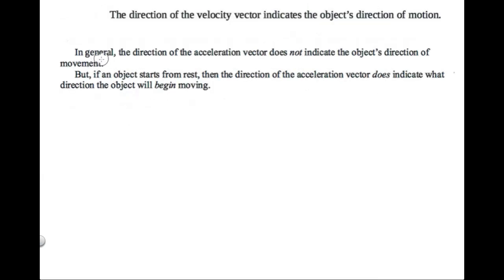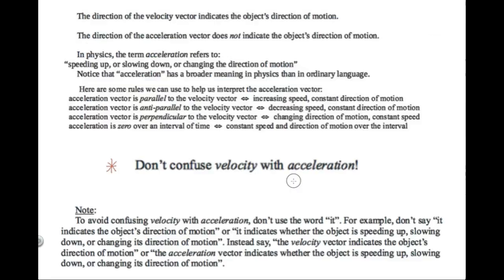I've mentioned that in general, the direction of the acceleration vector does not indicate the object's direction of motion, but now I have to mention an important exception to that pattern. If the object starts from rest, then the direction of the acceleration vector will indicate what direction the object will begin moving. And many physics problems do involve objects that start from rest. So for those problems, the direction of the acceleration vector will indicate what direction the object will begin moving.